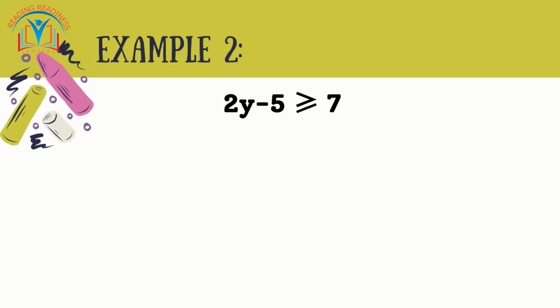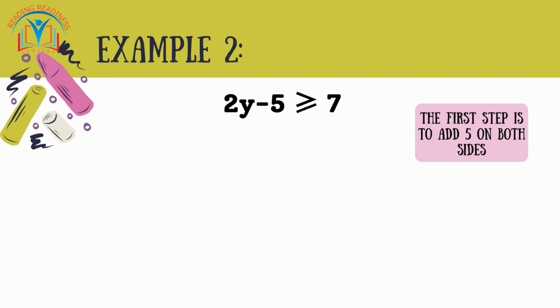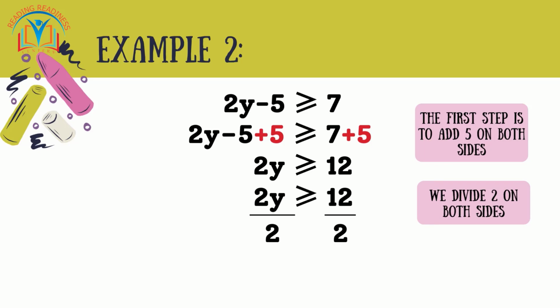Example number 2. Now, let's tackle 2y minus 5 greater than or equal to 7. The first step is to add 5 on both sides. 2y minus 5 plus 5 is greater than or equal to 7 plus 5. We get 2y greater than or equal to 12. Now, we divide by 2 on both sides. 2y divided by 2 is greater than or equal to 12 divided by 2. The solution is y greater than or equal to 6. Visually, it's like building a castle with numbers starting from 6 and going to the right.